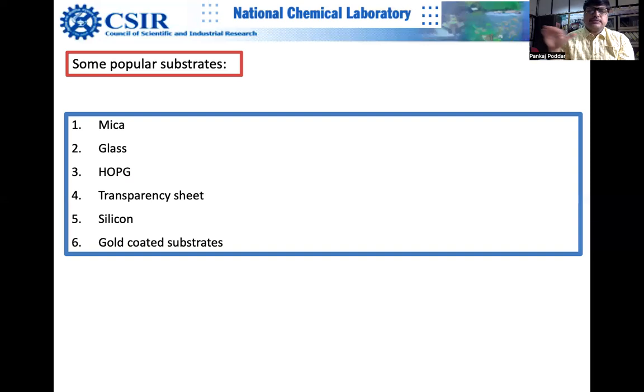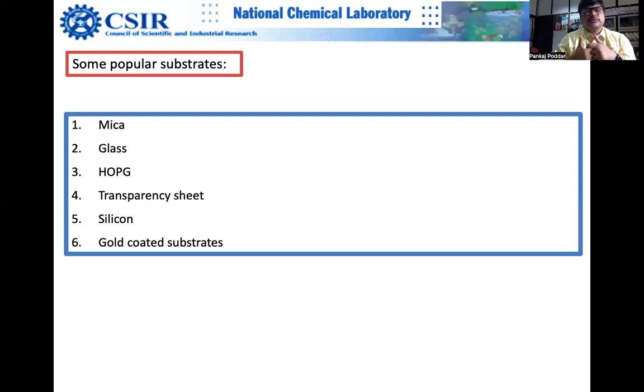Mica has atomic smoothness over several microns, or sometimes larger distances. So this is a very good substrate, and it is cheap. Muscovite mica is the most famous. I'll make a separate video on mica where you will get details in depth.